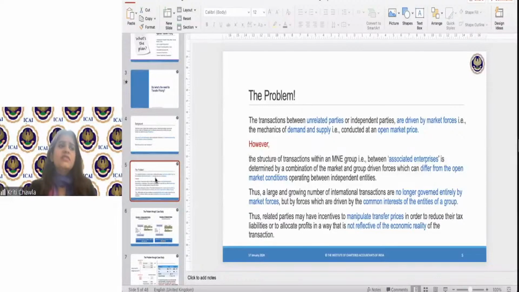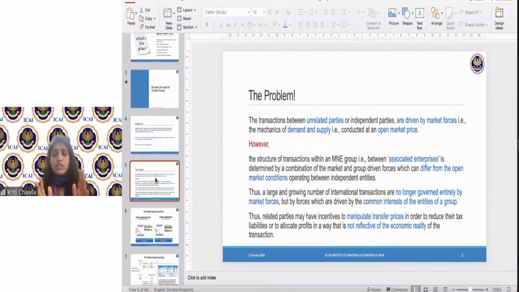So what happens if they are influenced by the relationship that exists between them? The problem is that they are able to manipulate the transfer price, and they are able to manipulate the tax liability that they have to pay in a particular country. And that is not reflective of market conditions, and not reflective of economic reality.